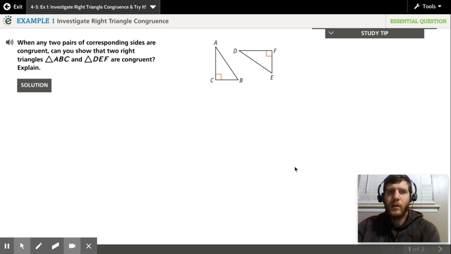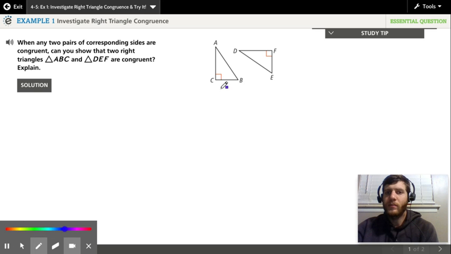Right, number one here is asking us, when any two pairs of corresponding sides are congruent, can you show that the two right triangles are going to be congruent? Yes, we can. If you know two sides of a right triangle, you can always find the third side.